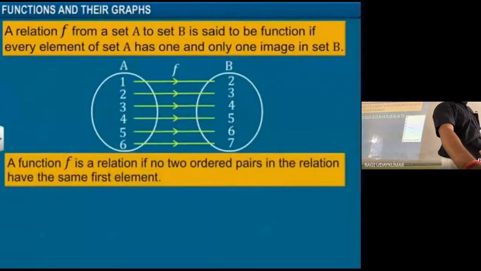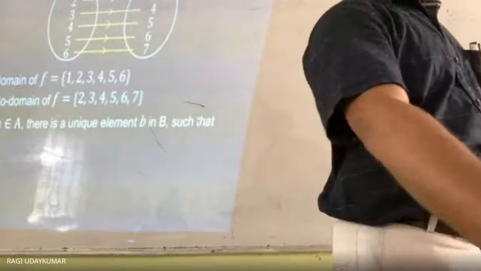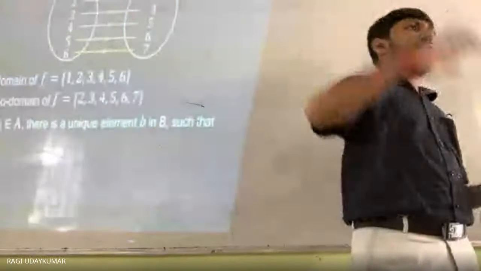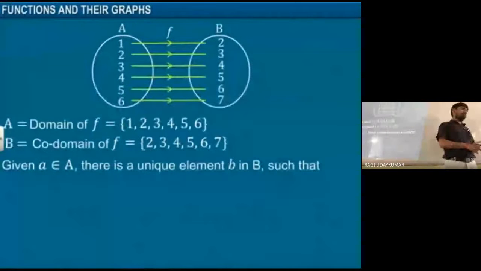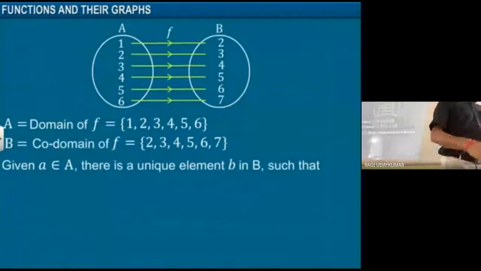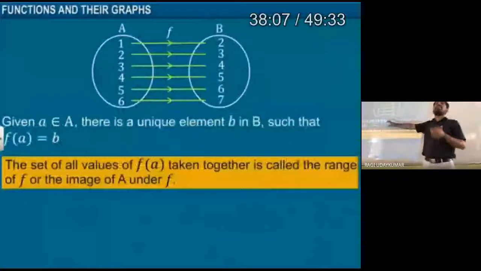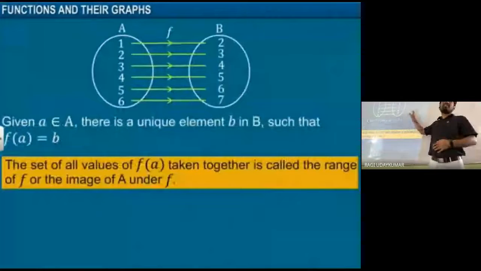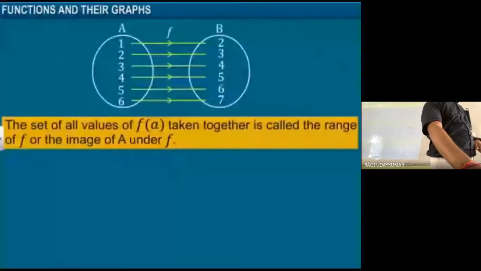Whenever you are taking this type of function, observe the graph. How are the graphs? When you represent this graph, you will get a straight line, because 1, 2, 2, 3, 3, 4 is x plus 1. x plus 1 is a polynomial. The set of all values f of a taken together is called the range of f, or the image of a under f. These things are very simple here.